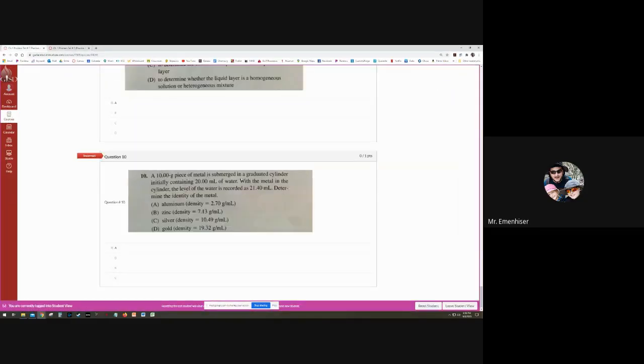A 10-gram piece of metal is submerged in the graduated cylinder. It has 20 milliliters of water with the metal in the cylinder. The level of the water is recorded to 21.40 milliliters. Determine the identity of the metal.